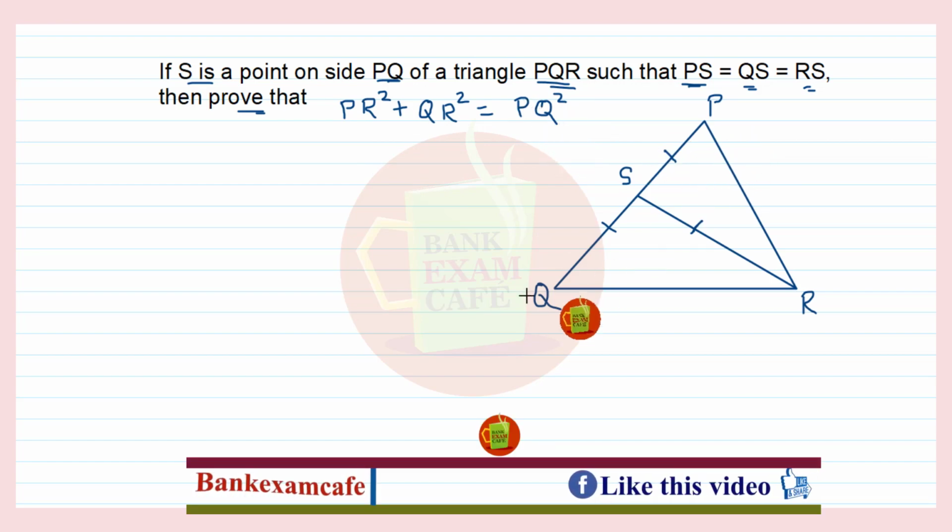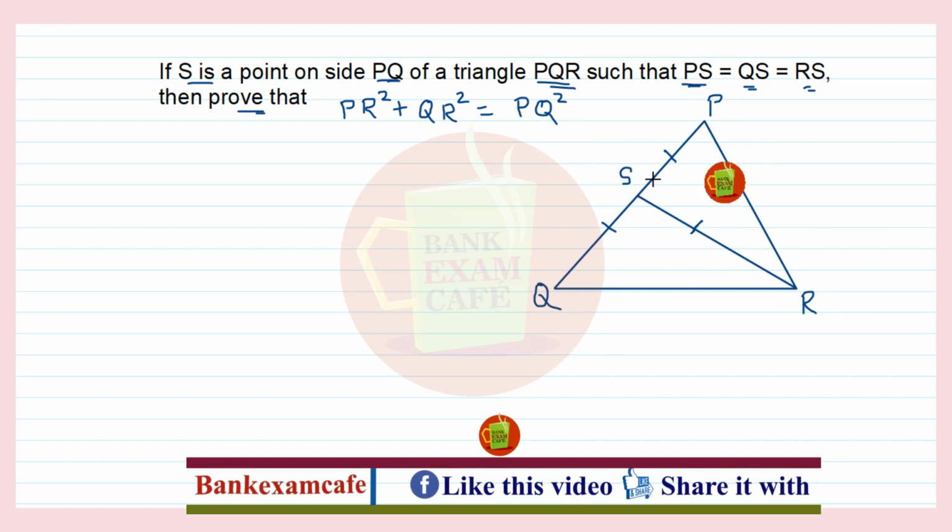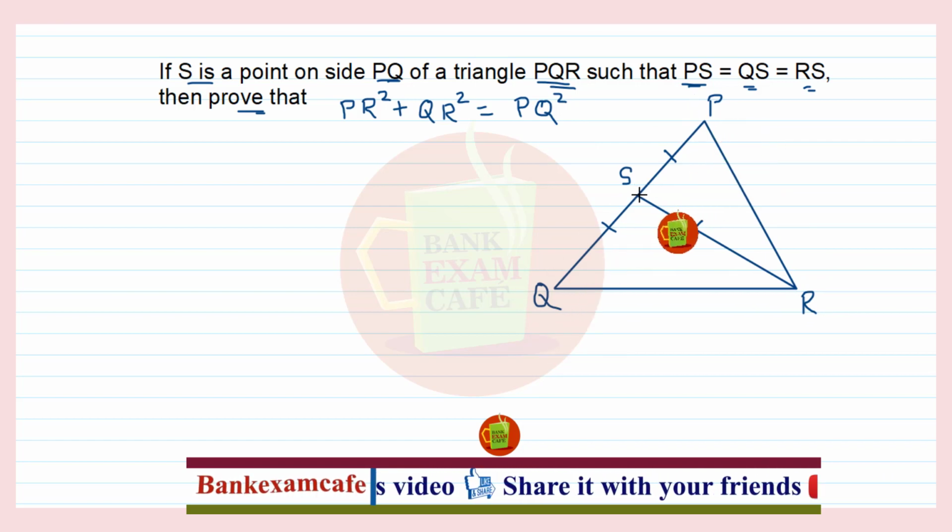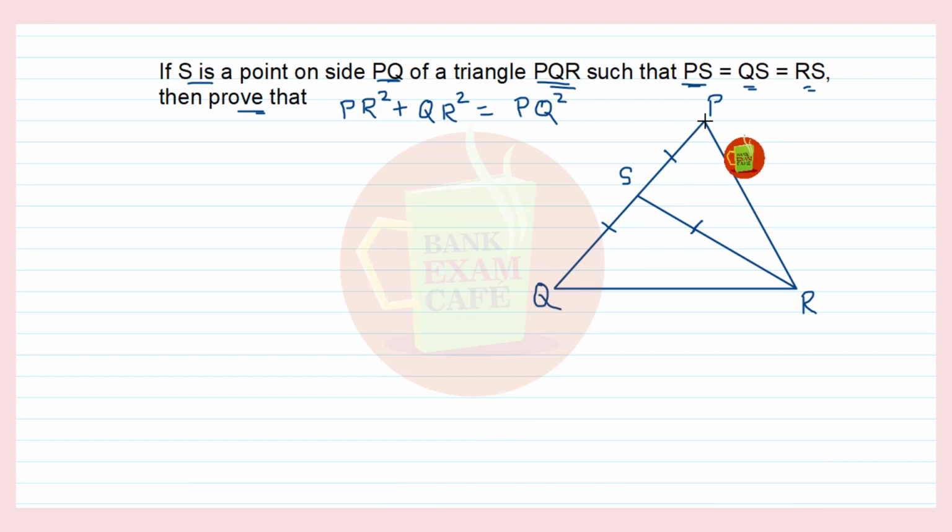Friends, here it is given that in triangle PQR, on side PQ there is a point S such that PS is equal to SQ is equal to SR. All these 3 line segments are of equal length. PS, SQ and SR, all these 3 are equal, and we have to prove that PR square plus QR square is equal to PQ square.